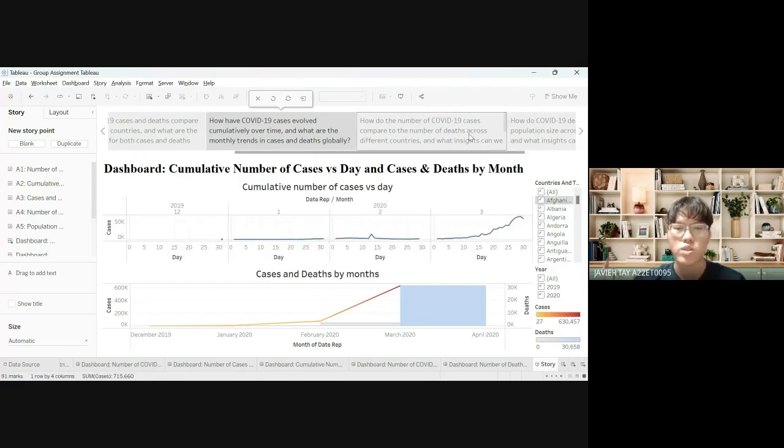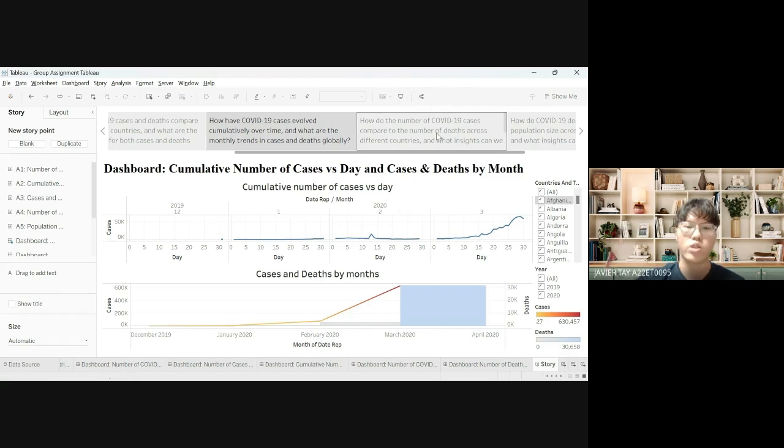And by answering the business question of how cases have evolved and comparing them to deaths over time, this dashboard enables informed decision-making for healthcare responses, resource allocation, and evaluation of pandemic control measures.